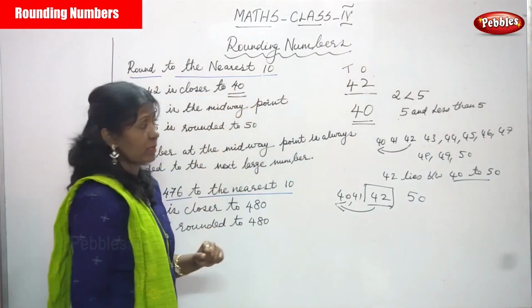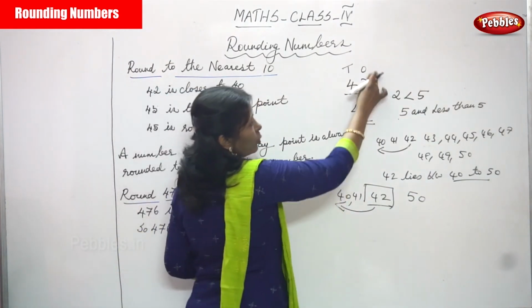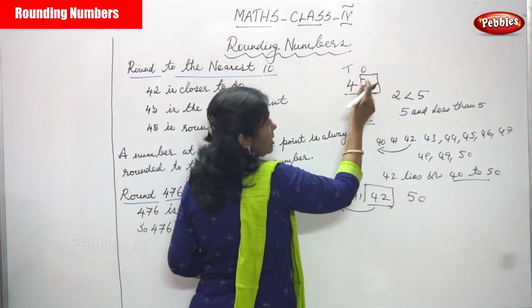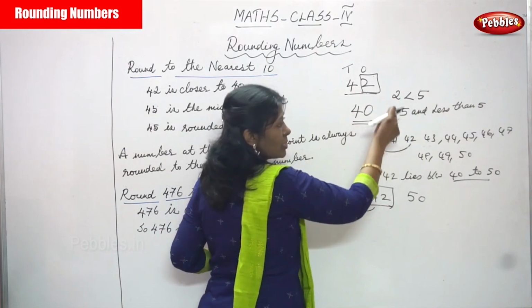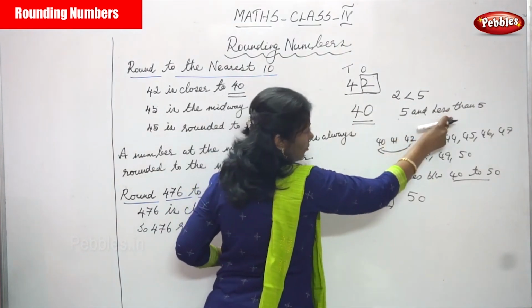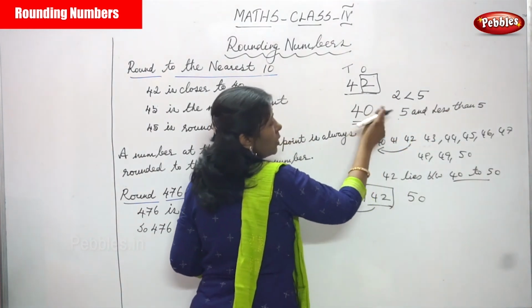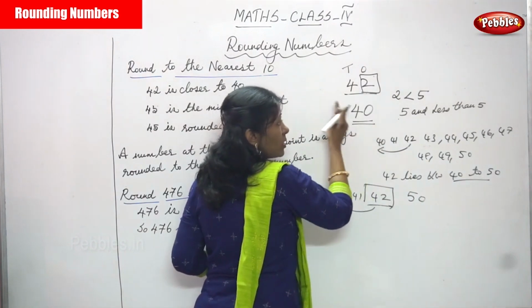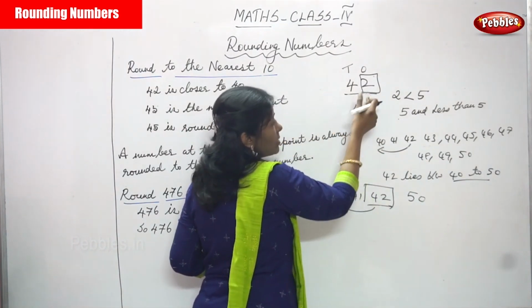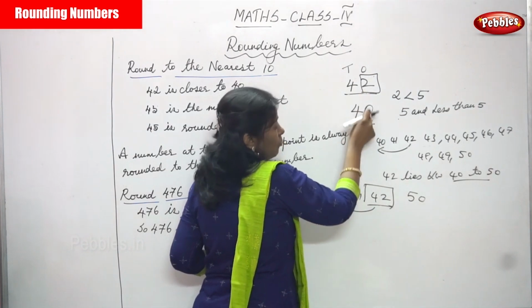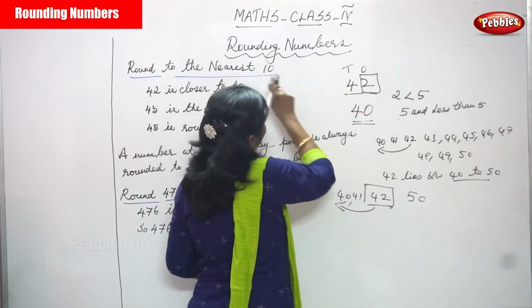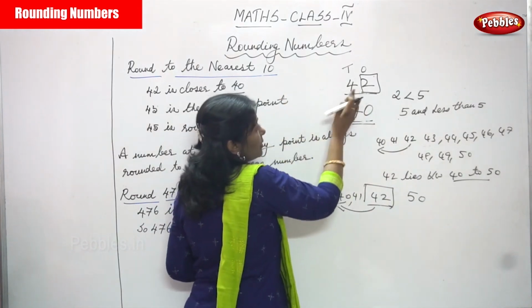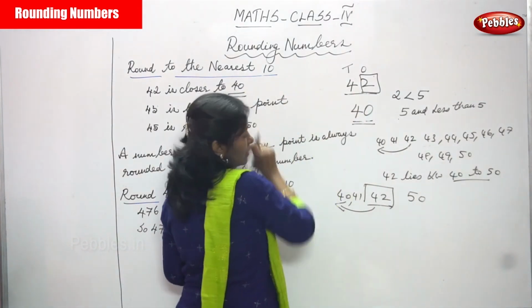The answer is 40. With 42 you have to look at the ones value first. What is the number in the ones place? 2. 2 is less than 5. What is the rule? 5 and less than 5 means you consider which is very close to the number. 42 is closer to 40. So if you round 42 to the nearest 10, the answer is 40.